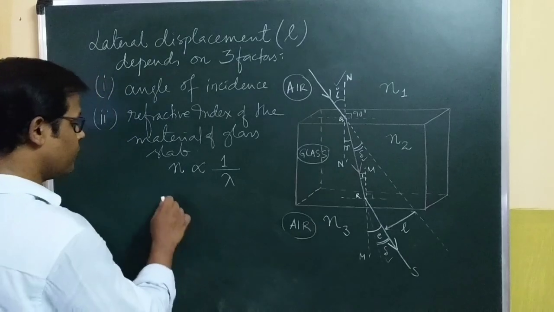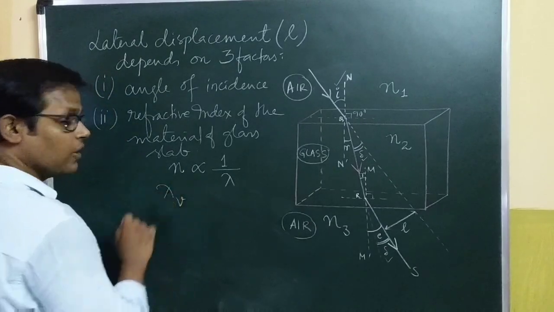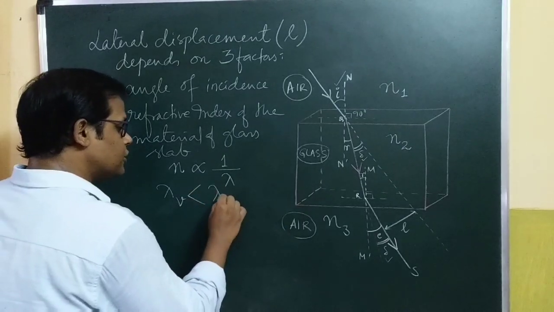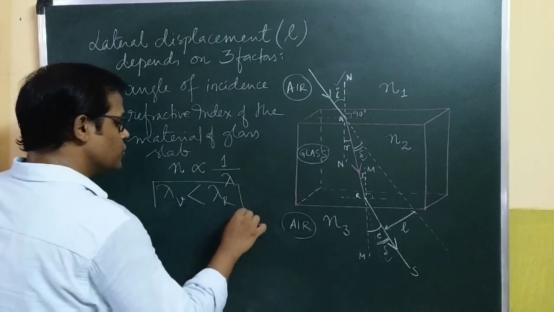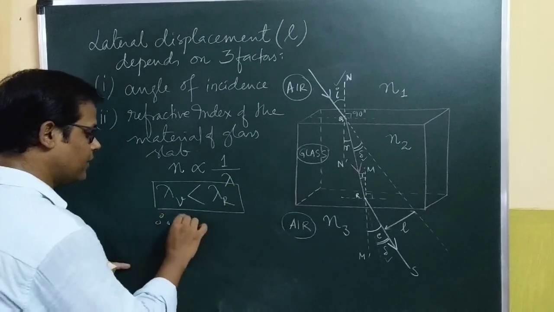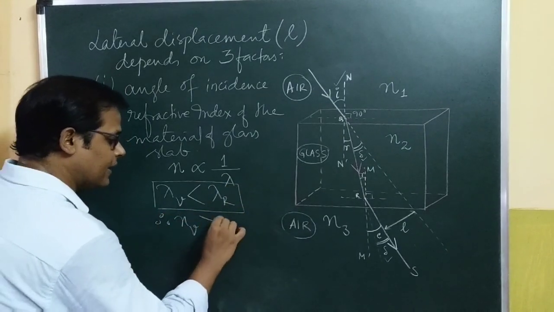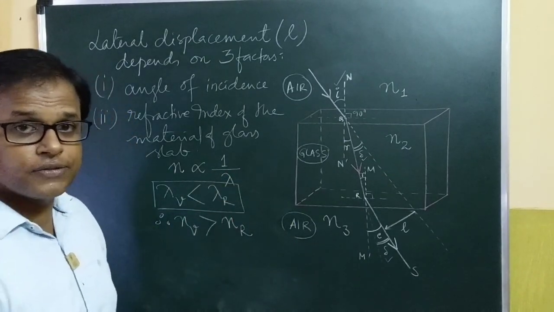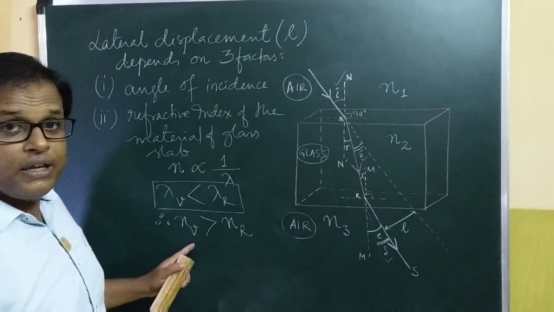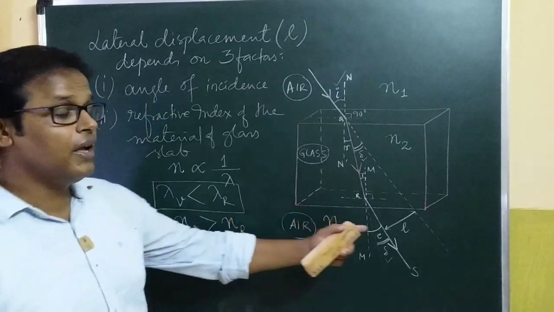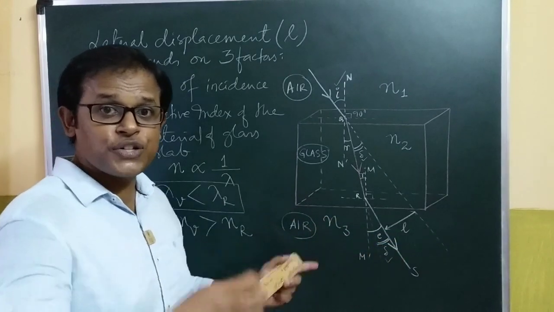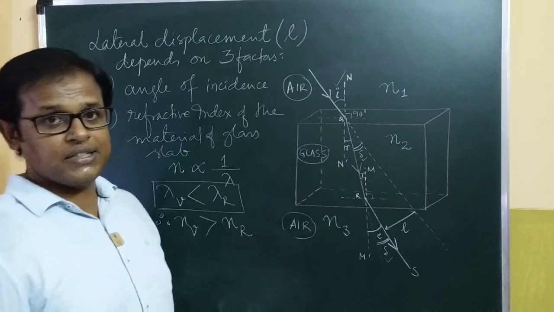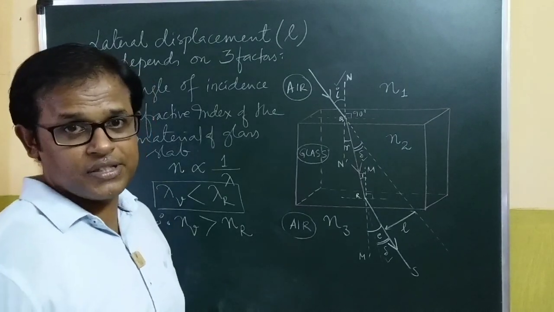So it means that violet color, as you already know, has the smallest wavelength in comparison to red color. So the refractive index for violet color is greater than for the red color, the two extreme end colors of the spectrum. So if N for violet is the largest, then you'll also find the lateral displacement is the largest for violet colored light and least for the red colored light. Extremely important point which I am discussing with you.